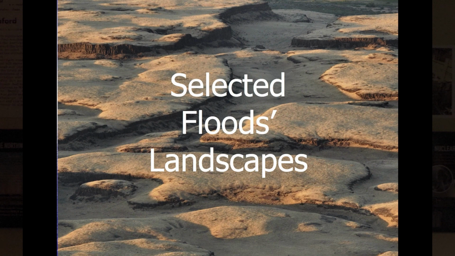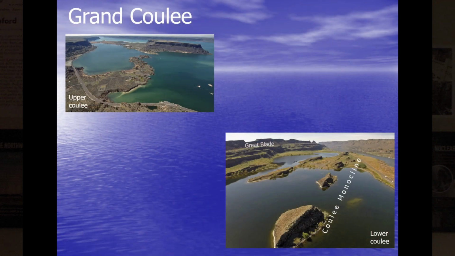Okay, so we've talked about a bunch of the features. Now let's look at some of the landscapes that were carved out by these Ice Age floods. Some of the more well-known ones. There are dozens of them out there, and I've documented probably 100 flood features in my books. But I'm just going to talk about a few of the most important ones. Grand Coulee is the big one. That's kind of the destination for a lot of people.